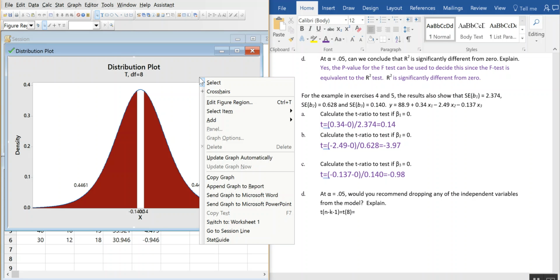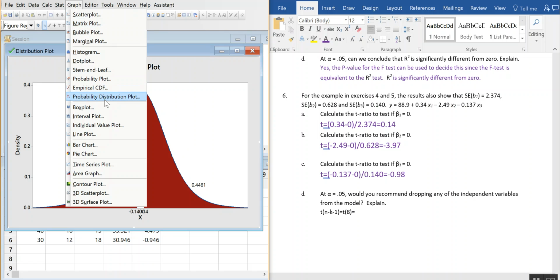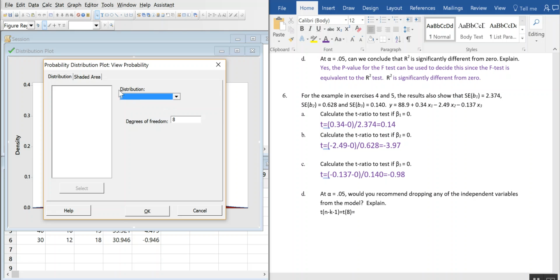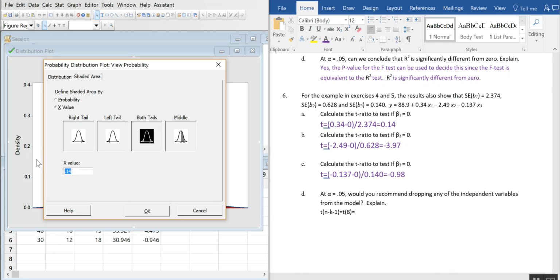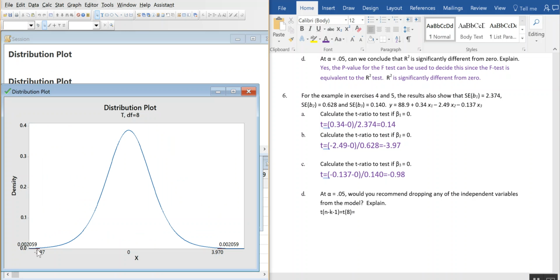There's a way to update the graph automatically. Okay. I was going to try a little trick I learned the other day, but it's not working, so we're good. So now I'm going to do the one for B, which is slope number 2. So still the same distribution, and now I'm going to be putting in negative 3.97. And what's cool about this, watch this. It picks up that this is the one on the negative end and does the positive one also.